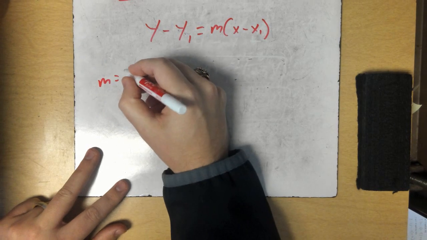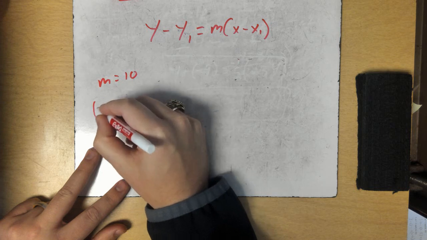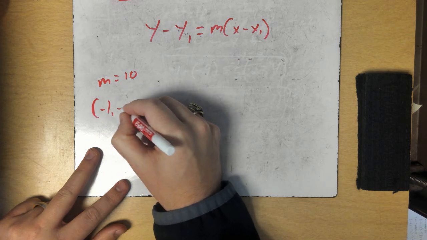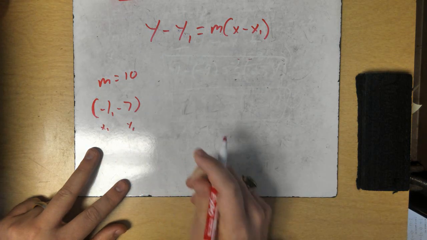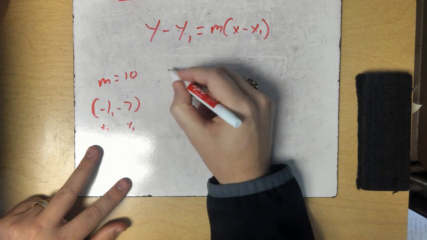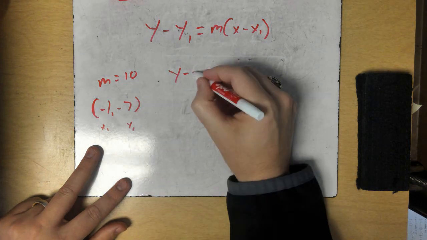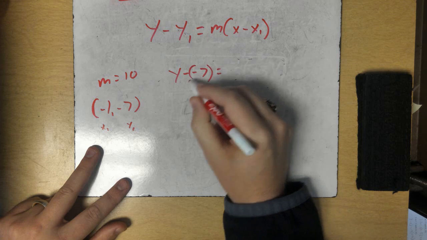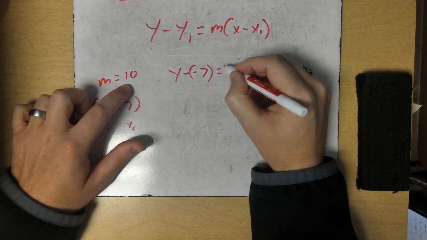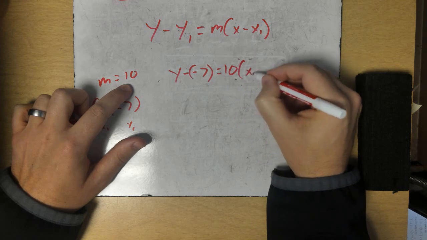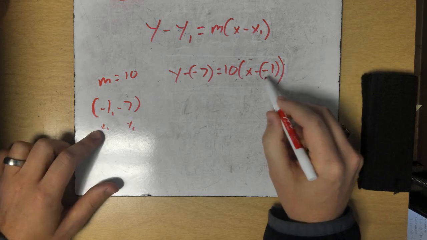Let's give us an m of 10 and a point of -1, -7. Okay? So remember we have x1, y1. Start off our equation. y minus our y1 would be a -7. Remember keeping the negative with the 7 and the minus there at the same time. Our m is 10. And then x minus, and our x1 is -1. Once again, keeping the negative with the 1 here.